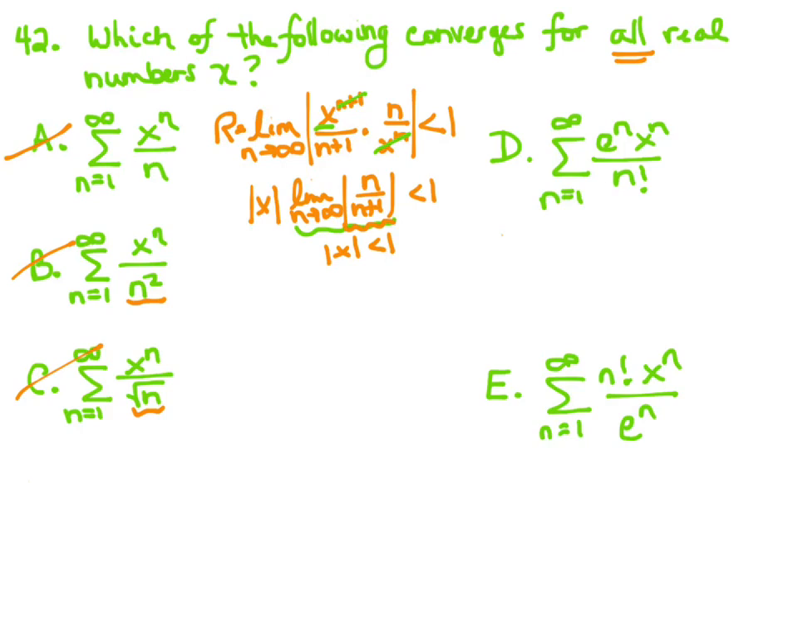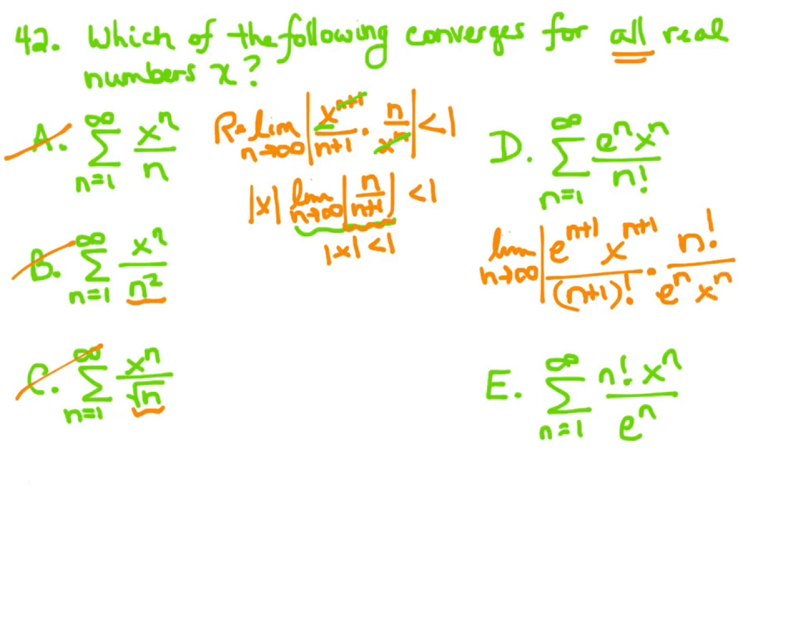So now let's go over and try answer D. Again, I'm going to do the ratio test. Limit as n goes to infinity. I'm going to do the n plus 1 term, e to the n plus 1, x to the n plus 1 over n plus 1 factorial, times the reciprocal of the nth term, n factorial over e to the n x to the n. And we want this to be less than 1.